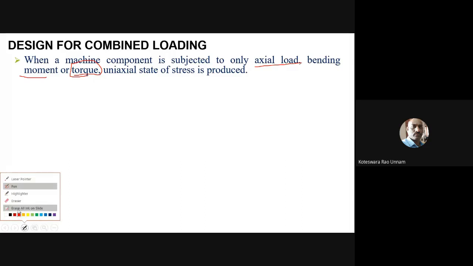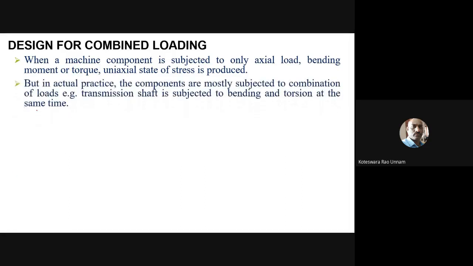So if you take any component in practice, the uniaxial state of stress is only a theoretical concept. In practical applications, the component may be subjected to a combination of loads, like a transmission shaft subjected to bending as well as twisting moment at the same time. So in that case, there is no uniaxial state of stress.